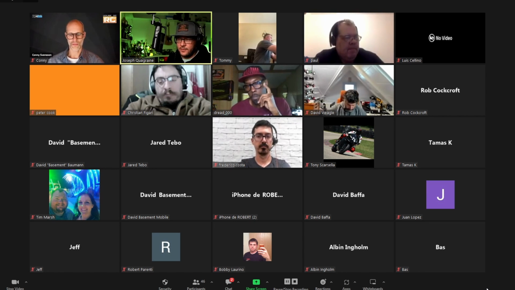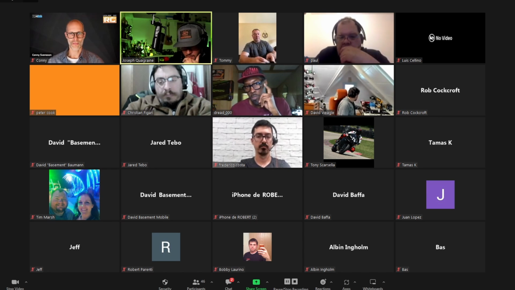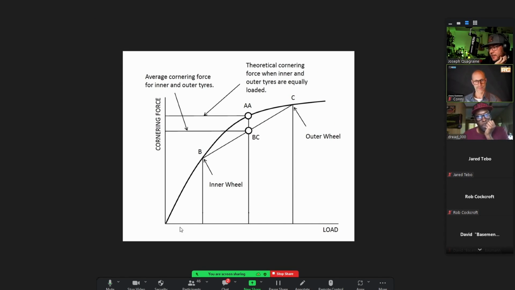So load is transferring. And there's a graph I need to show you, because this is the first really important point that I need you to think about and understand. Here we have a graph, and on the horizontal x-axis, it's load, so vertical load on a tire. And the y-axis is cornering force. You can think of this as grip in a corner.